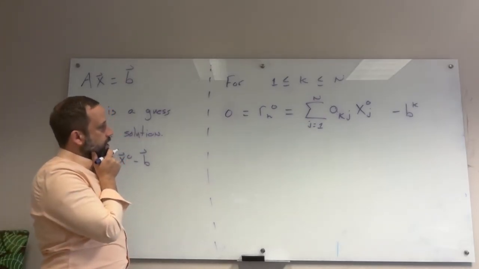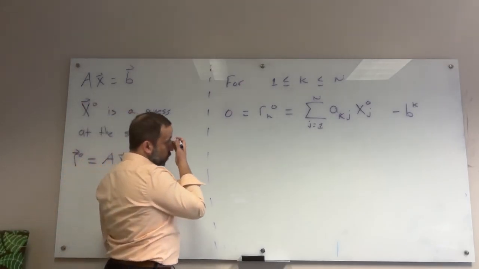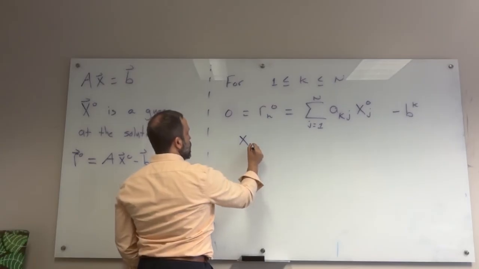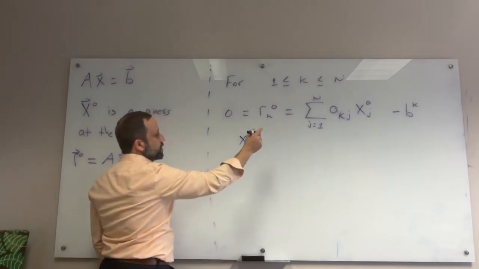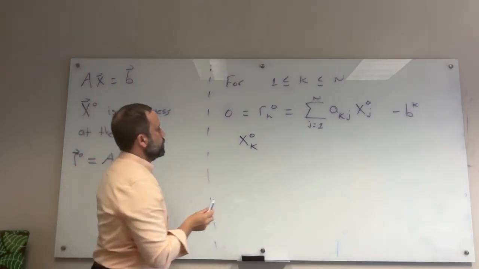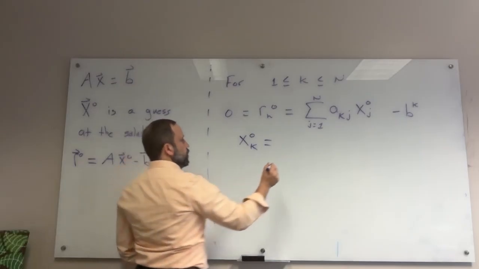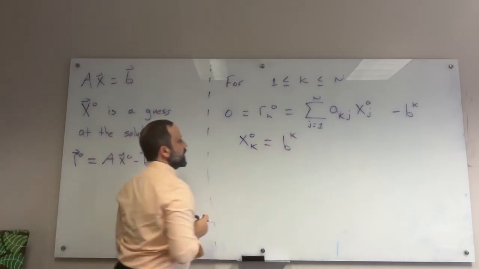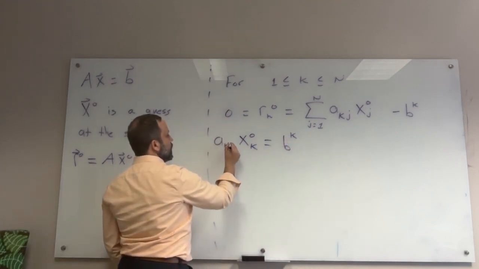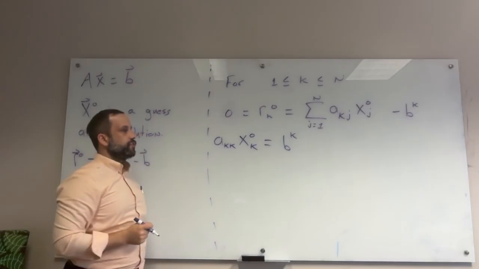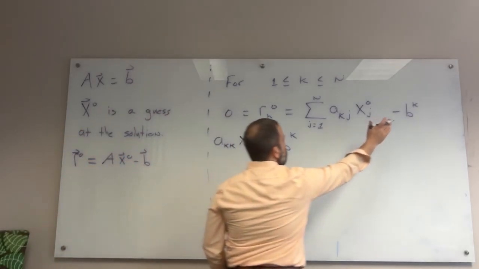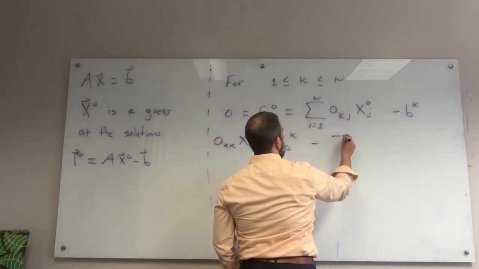Now, if I look at this equation, I can solve it for x. I can solve it for what x_k should be. If I take this equation and solve it for x_k, it's going to tell me that a_kk times the kth entry of my vector x0 is going to be equal to the kth entry of b, minus this sum.